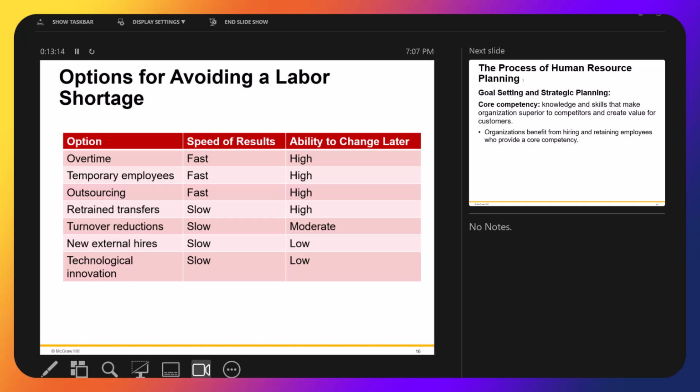Options for avoiding labor shortage. So here's some of the things you can look at. And I won't read through all of these, but I will tell you, one of the first things that's most common is overtime. You see that? And then they do get with the speed of results slow and low. It's technical innovation. Opposite ends of the spectrum. You see all the things that's in between.